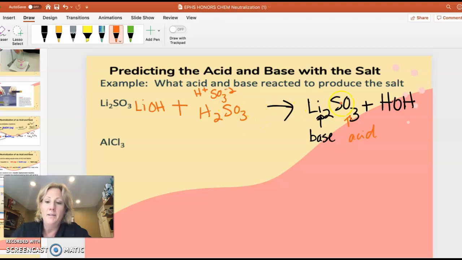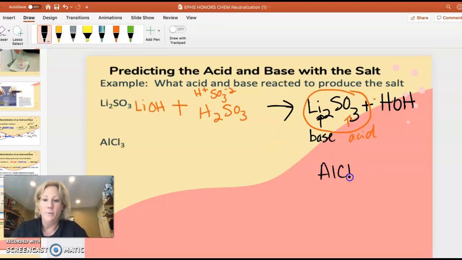So it's possible, if you know the salt, then you know the acid and the base. That's what I'm trying to tell you. And yeah, we could balance it if we want, but we don't need to. It's not really the point of the question. So I would pause it and see if you can try that with this next salt.